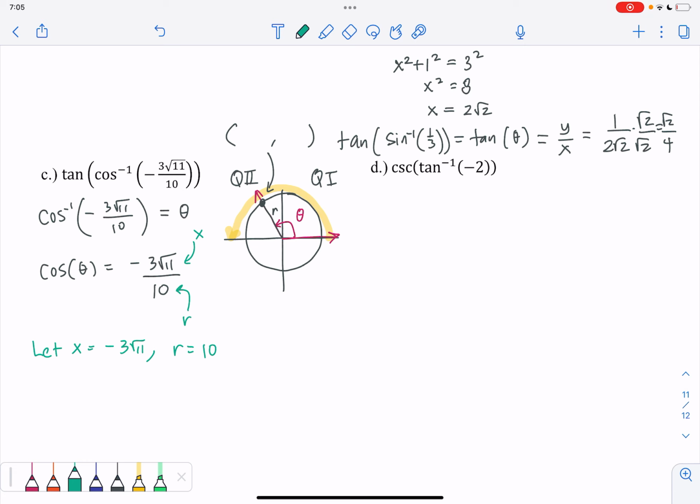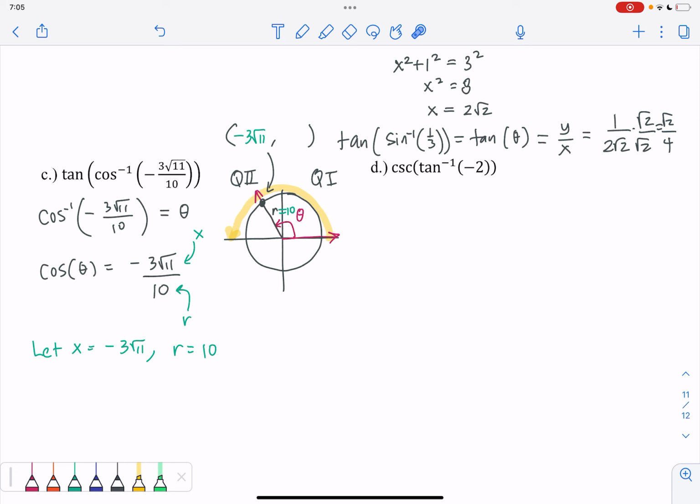All right, so what do I have here? I have negative 3 root 11, and I have, oops, I don't have the y value. I'm going to have to solve for that. But I do have r is 10. Okay, so how would I find that y value? Well, I need to construct a triangle. What would that triangle be? Well, it would be this triangle here. So what would I need for that?